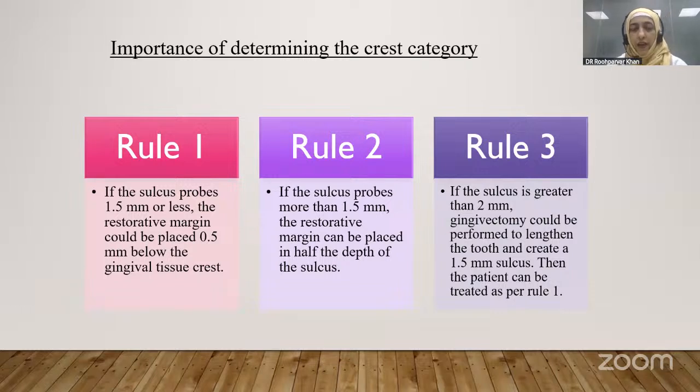So basically, we have to consider three rules when we are placing the margins. If the sulcus probe, that is the sulcus depth, is 1.5 mm, the restorative margin should be placed 0.5 mm below the gingival crest tissue. If the sulcus probe is more than 1.5 mm, the restorative margin can be placed at half the depth of the sulcus. And if the sulcus is greater than 2 mm, that is a low crest patient, you have to perform gingivectomy, and then we have to give the margin subgingival. And the sulcus depth should be maintained at 1.5 mm, then give the margin subgingival.